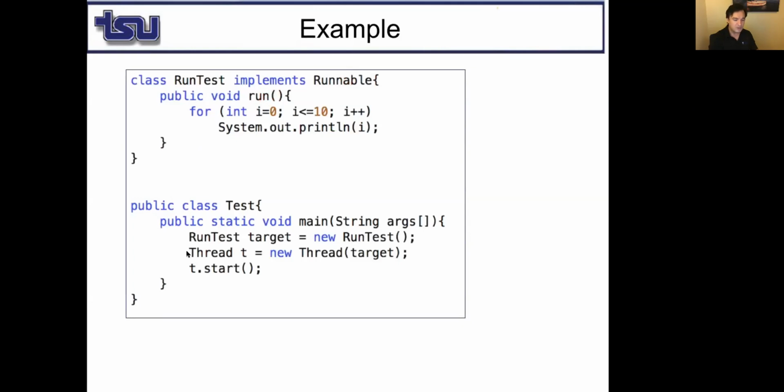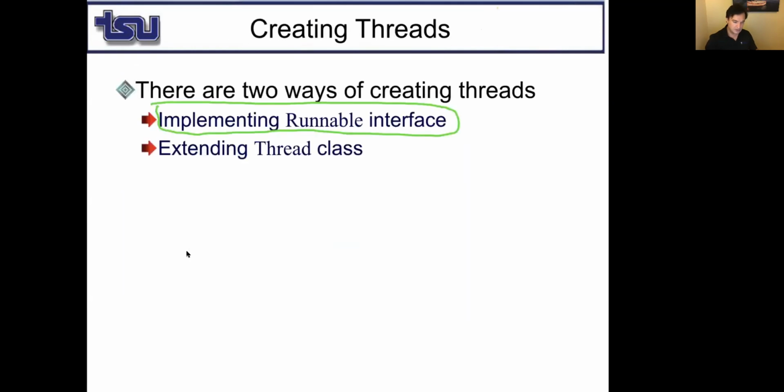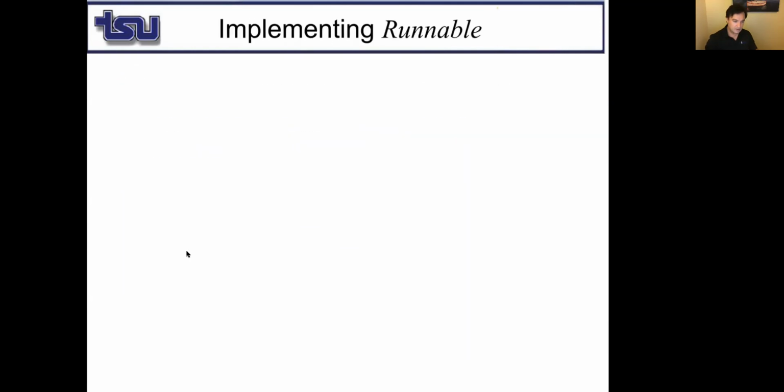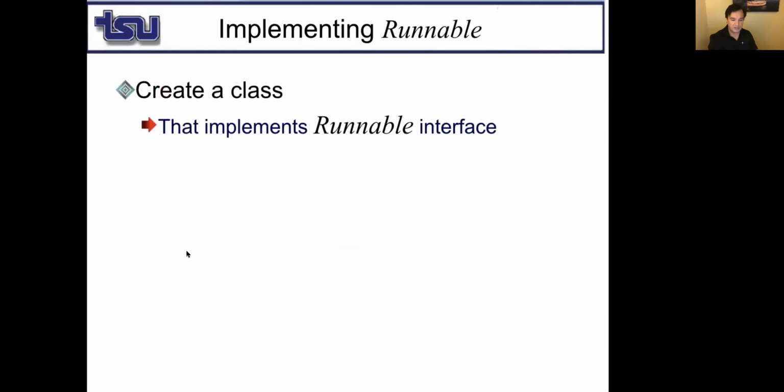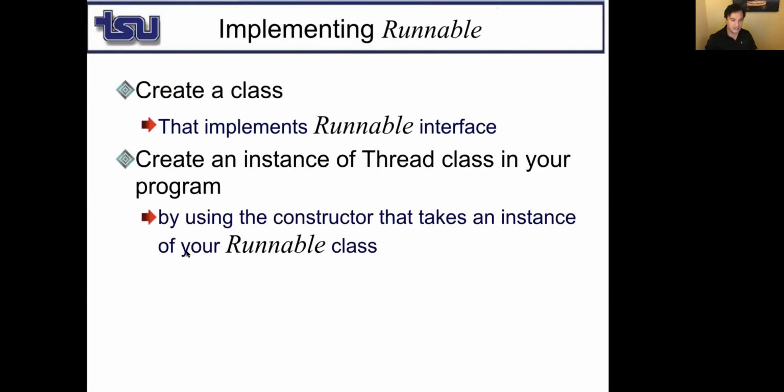So what does this run method do? It's a very dummy method. It prints from 0 to 10. There's a for loop there. So that was the first step. Create a class that implements Runnable Interface. What is the second step?